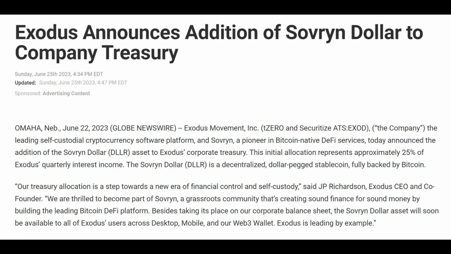And they have announced that they are putting Sovryn's dollar stablecoin into their corporate treasury at 25% of their quarterly interest income. Which is pretty fascinating because a lot of people that see this highlight are probably like, well, what on earth is the Sovryn dollar? And so that is what we're going to break down today.